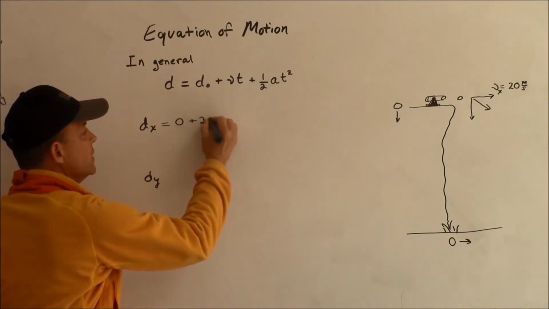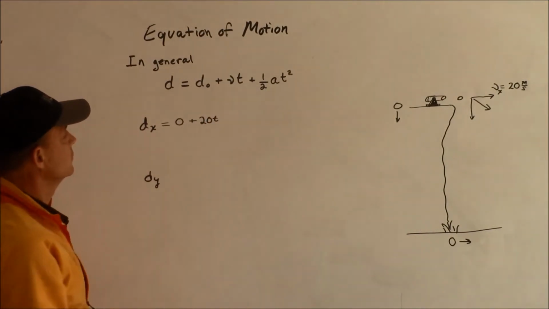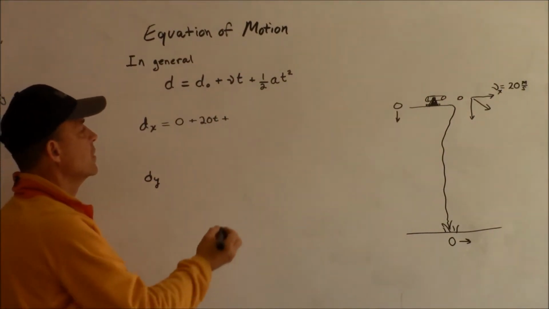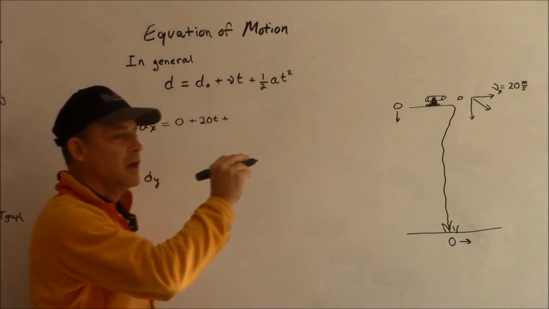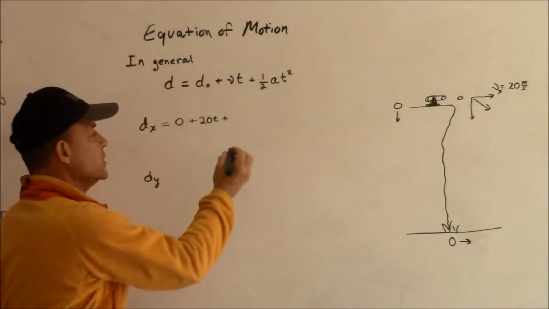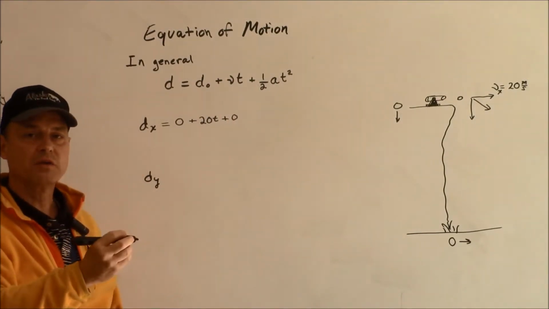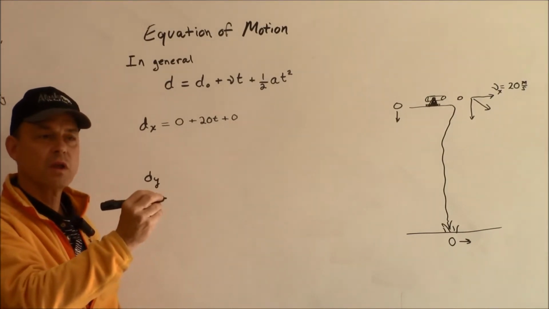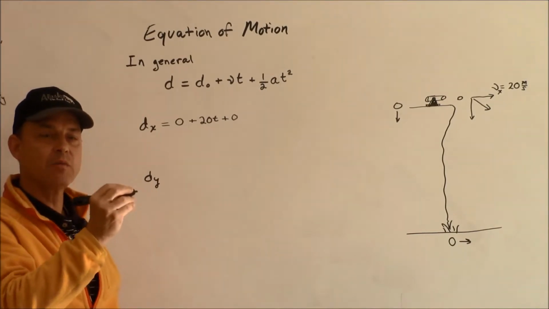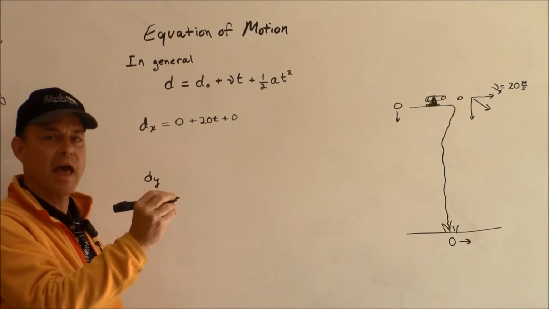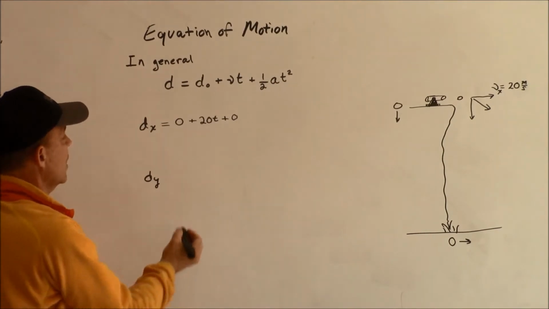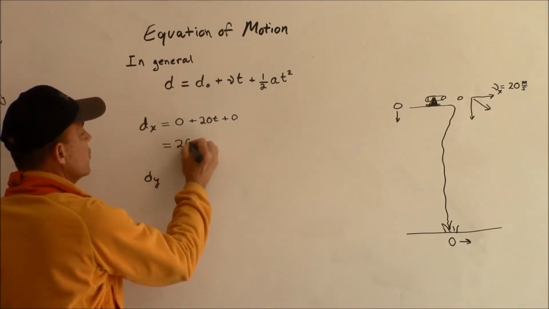So I write 20t. I'm going to add this third term, which is the acceleration term, which would be the acceleration in the x direction. But there is no acceleration in the x direction, because once the cannonball leaves the barrel, there's no rocket motor on the ball. Whatever velocity it had when it left the barrel, that's the velocity it has as it moves forward in time. So there's no acceleration term. So dx simply becomes 20t.